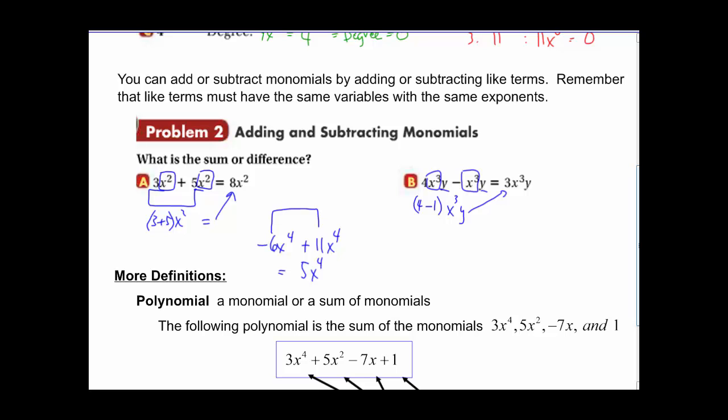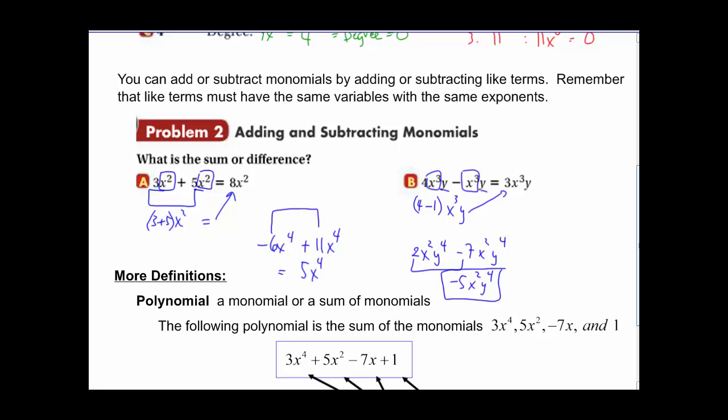Okay, one more. 2x squared y to the 4th minus 7x squared y to the 4th. What should we get? 2 minus 7 is going to give us negative 5, and then we keep the x squared y to the 4th.